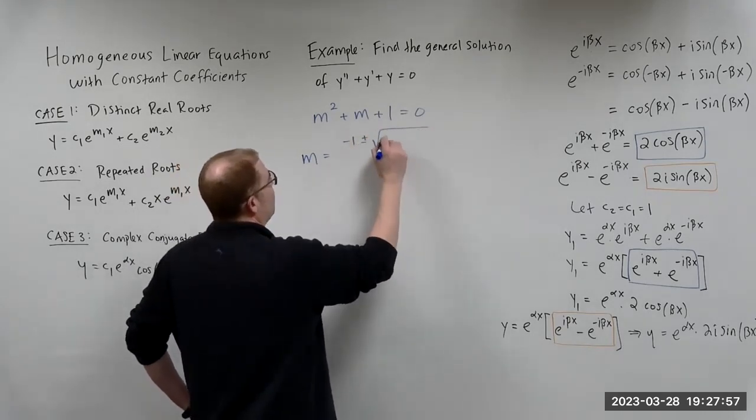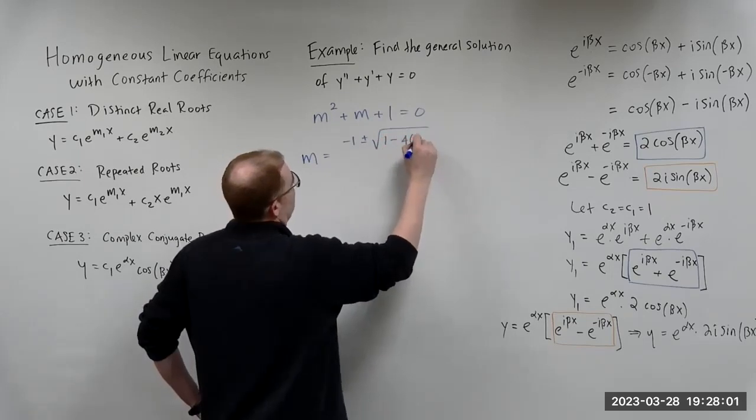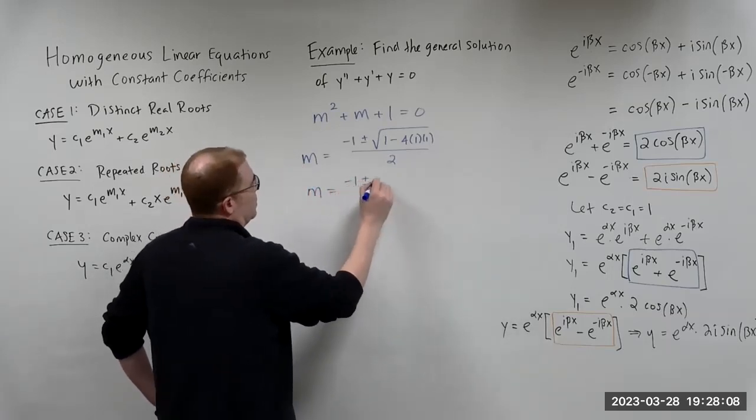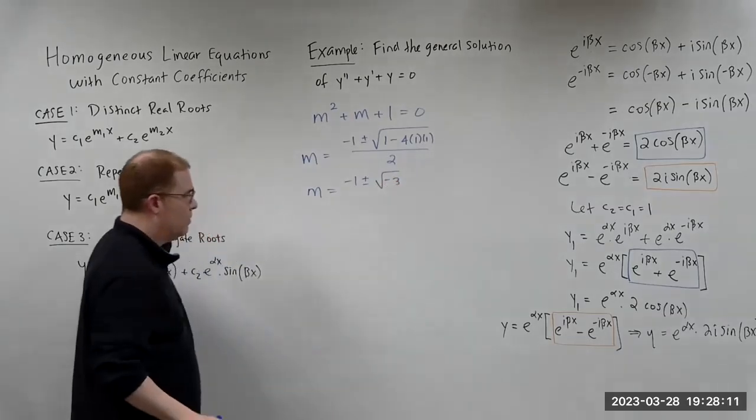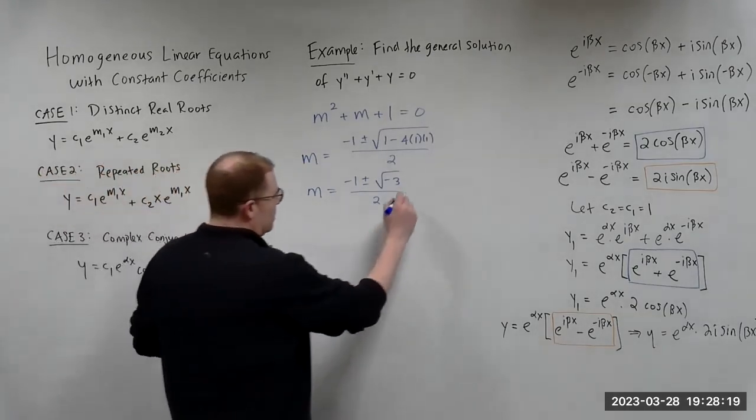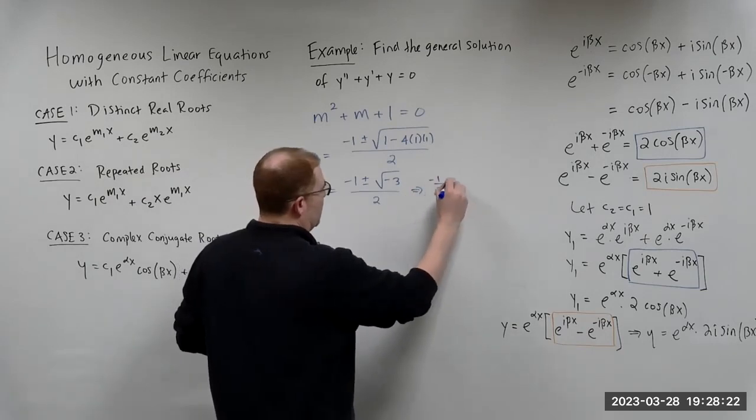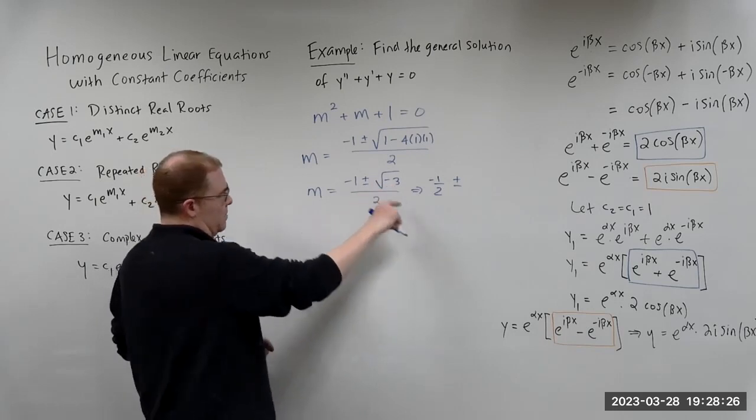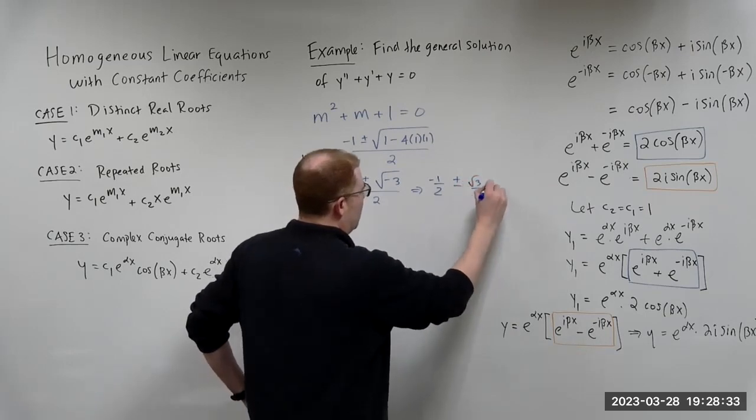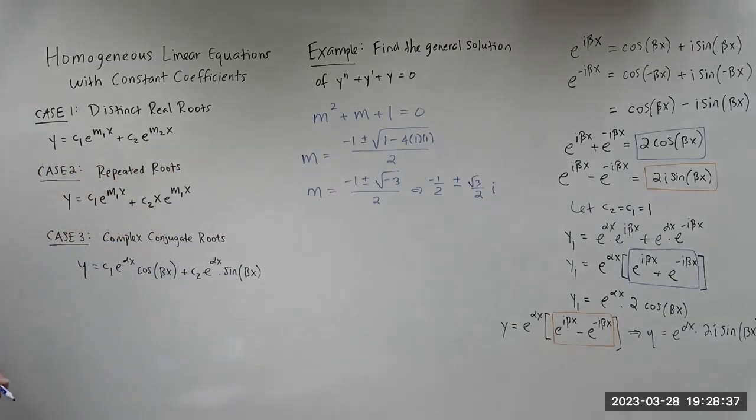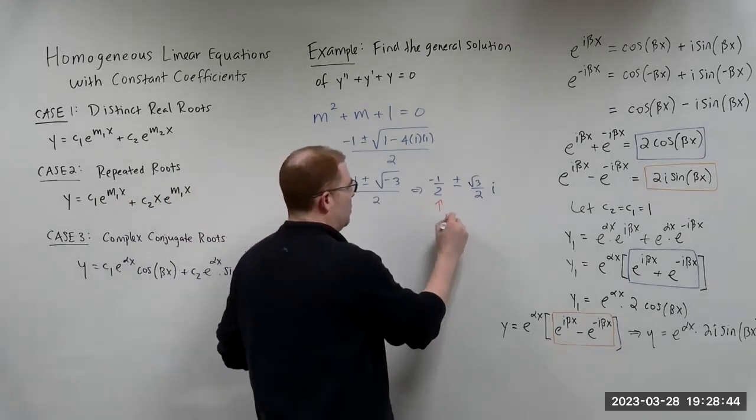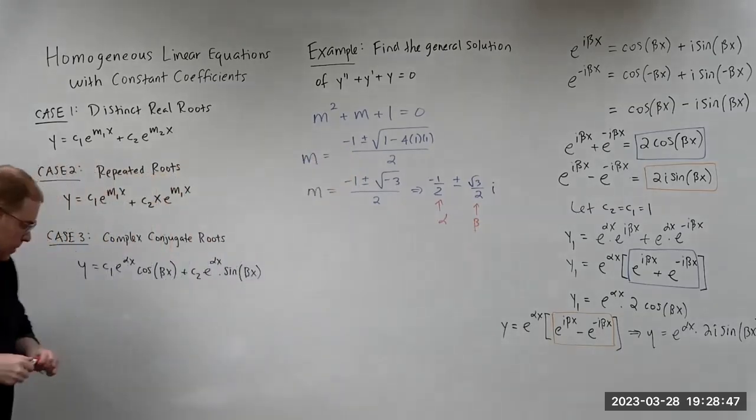So we have b squared, and 2 times 1. That's going to give us minus 1 plus or minus root of minus 3, divided by 2. Then we can split this up. We have minus 3 here for the discriminant, so we get root 3 over 2 i. So there's alpha. Here's your real part and here's your imaginary part. And just plug those in.